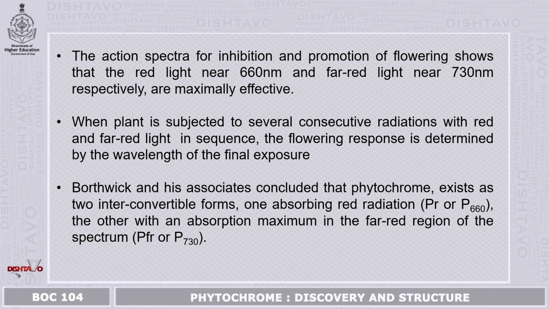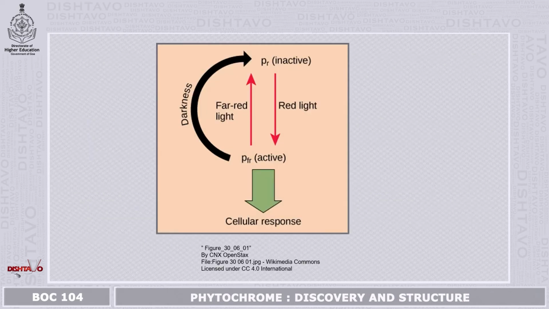Borthwick and his associates concluded that phytochrome exists as two interconvertible forms, one absorbing red radiation, given as PR or P660, and the other with an absorption maximum in the far red region of the spectrum. They are both interconvertible. During darkness, the red light absorbing PR form will be in its inactive phase and the PFR form will be in its active phase. That will lead to a cellular response.